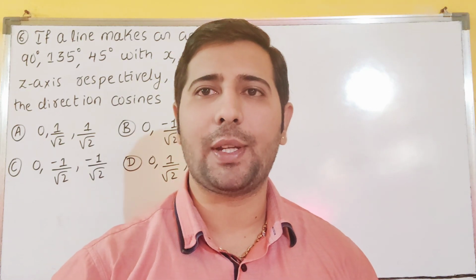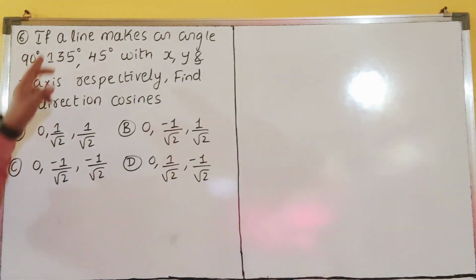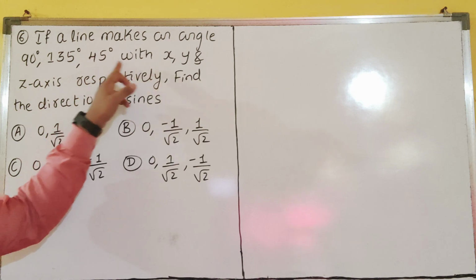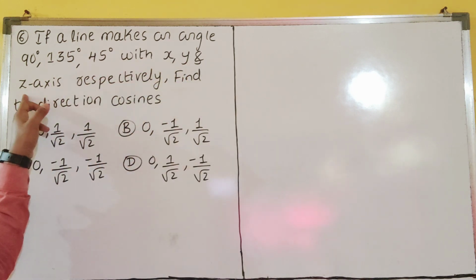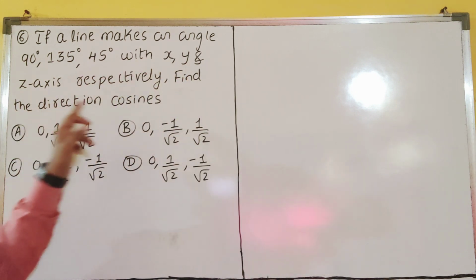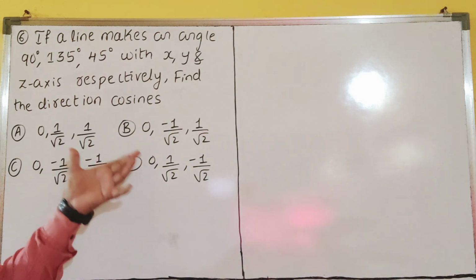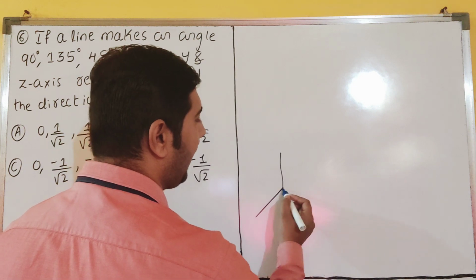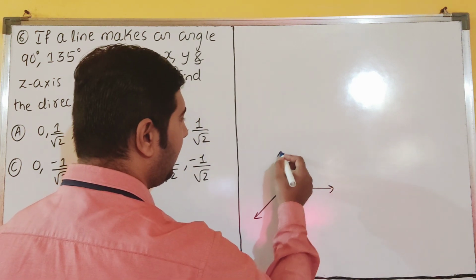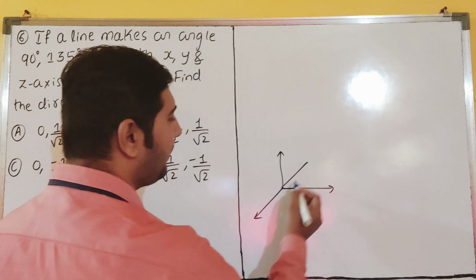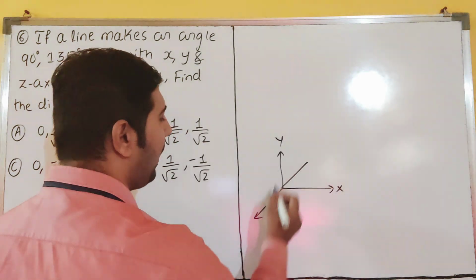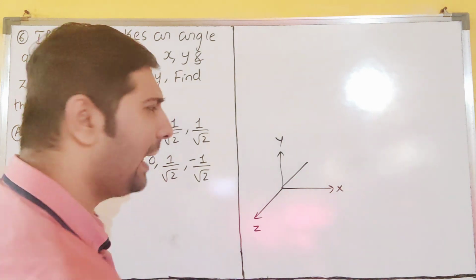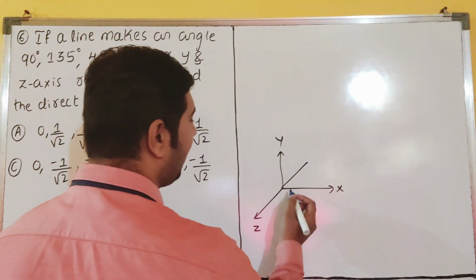Let us see the next question, dear students. Question number 6. If a line makes angles of 90 degrees, 135 and 45 with x, y and z axis respectively, find the direction cosines, dear students. In the 4 options, which is the correct one? See here, we have already seen the diagram also. A line is making angles with the x axis, y axis, z axis. However you want, you can take x, y, z.